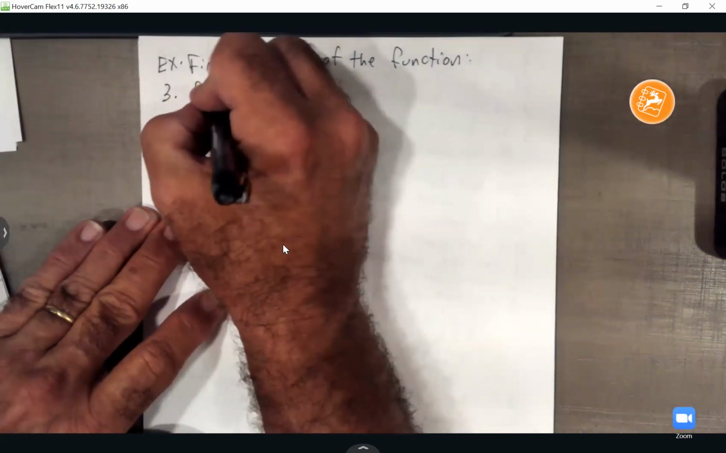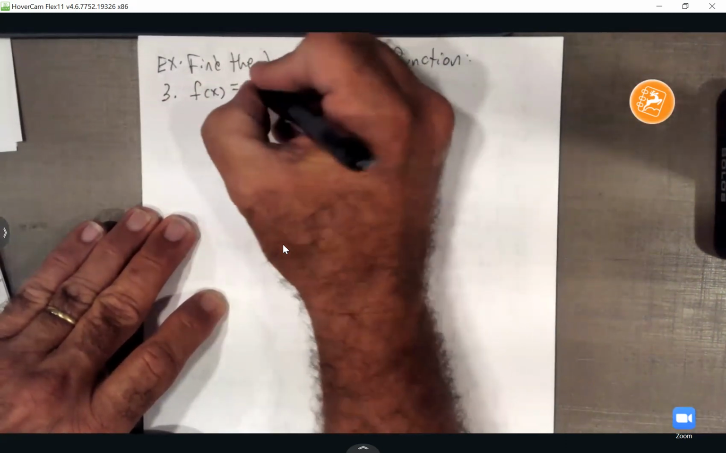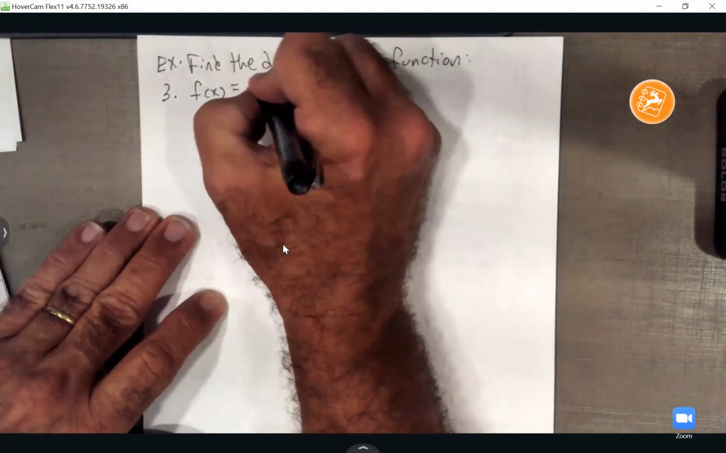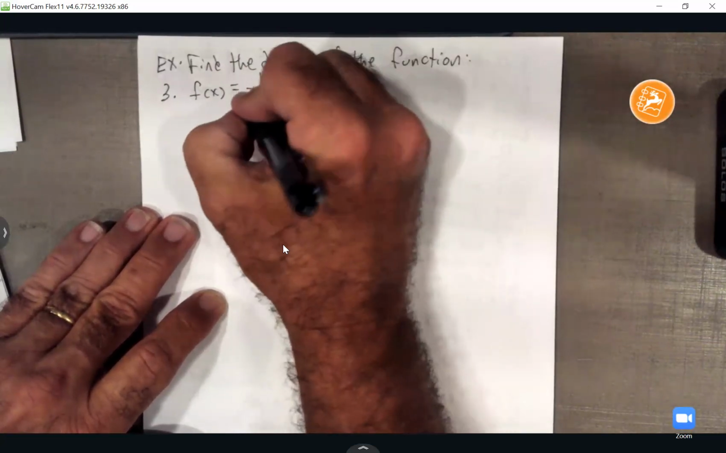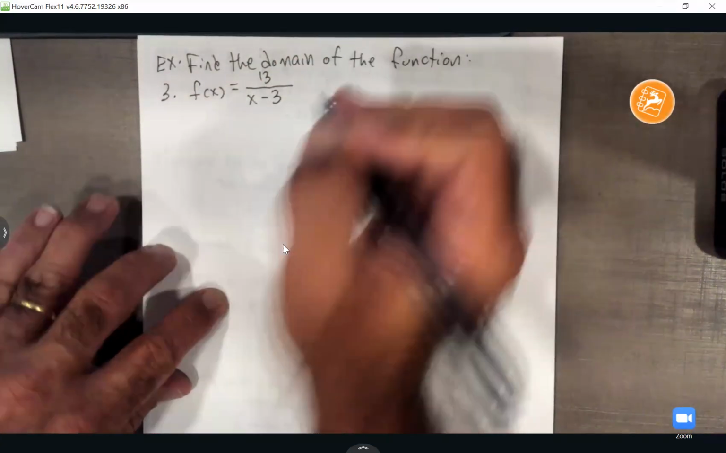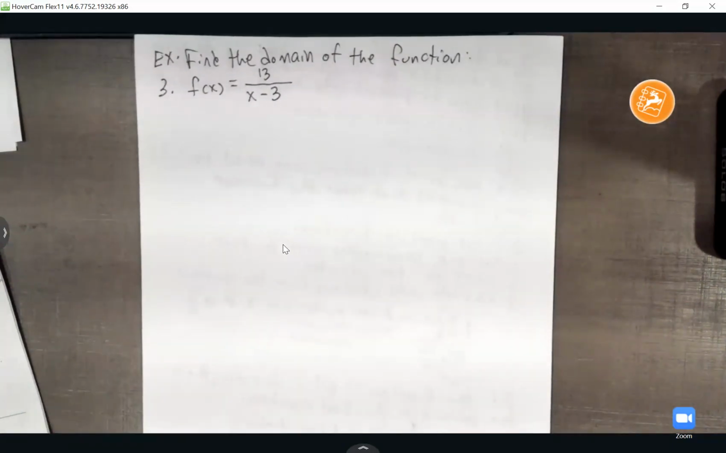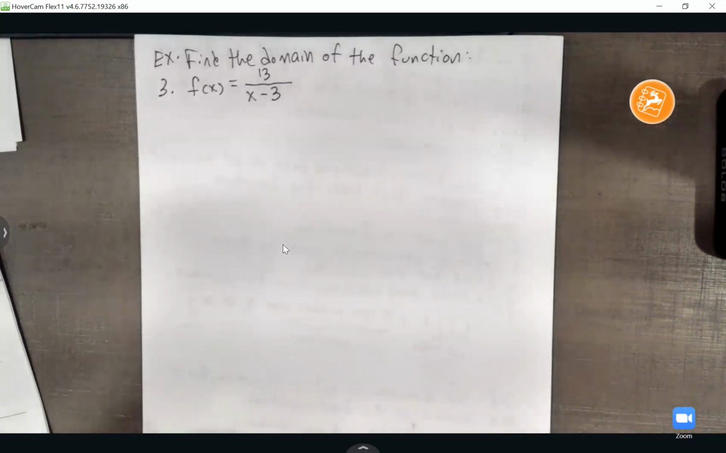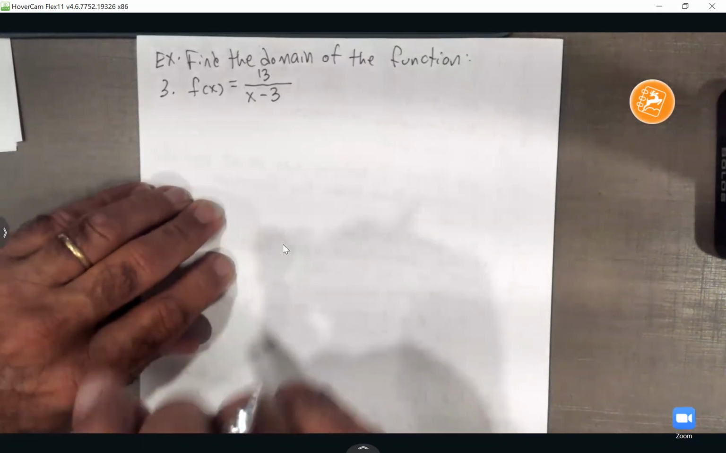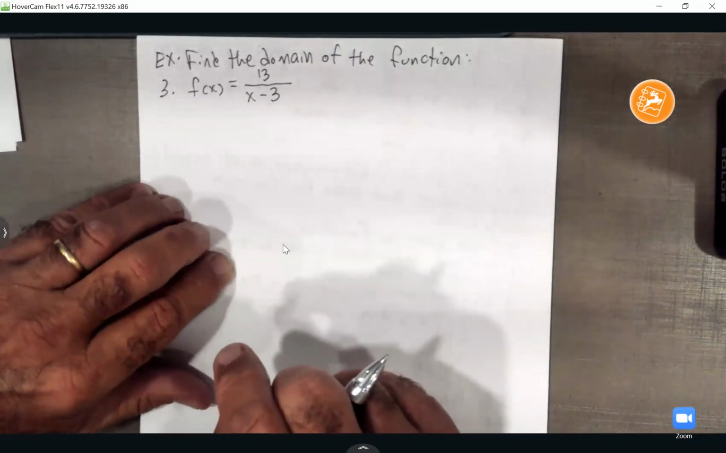I have f of x equals 13 over x minus 3. All righty. First thing I noticed, this is a fraction.